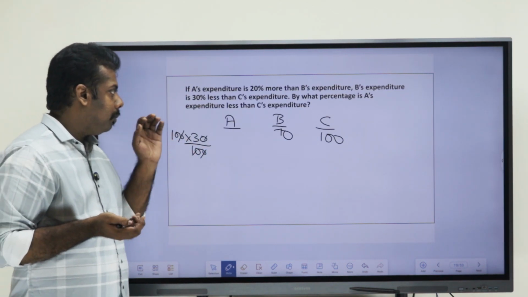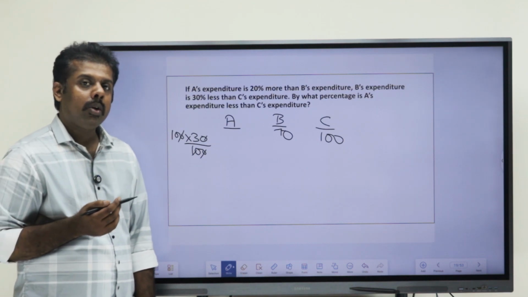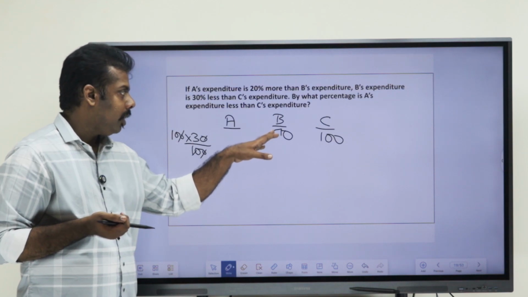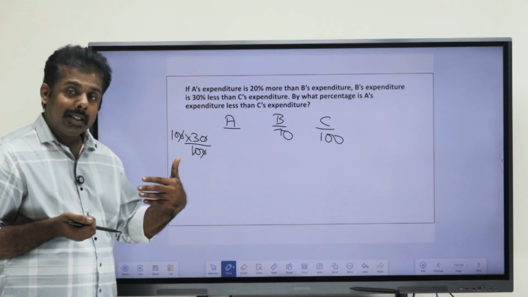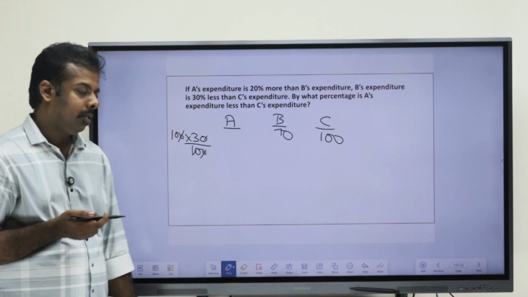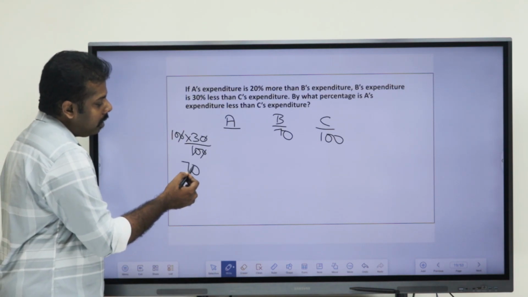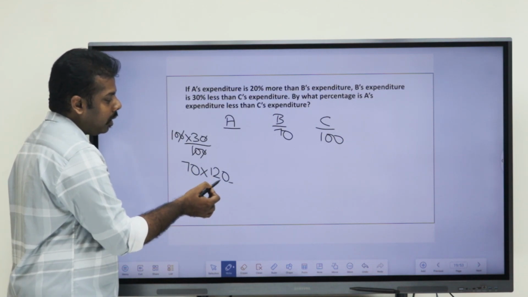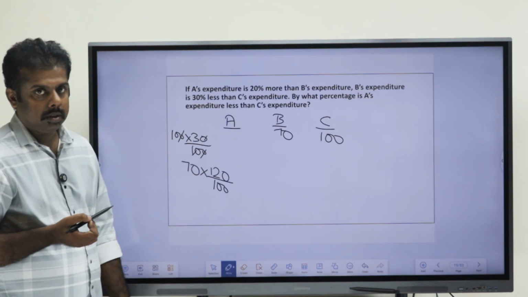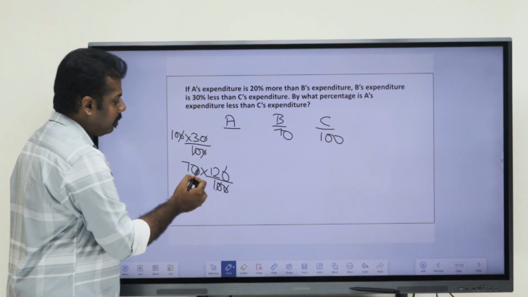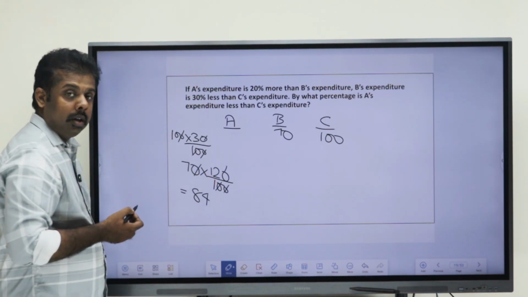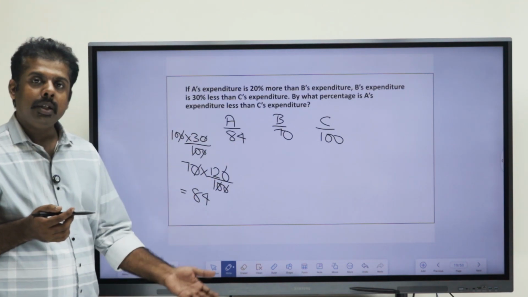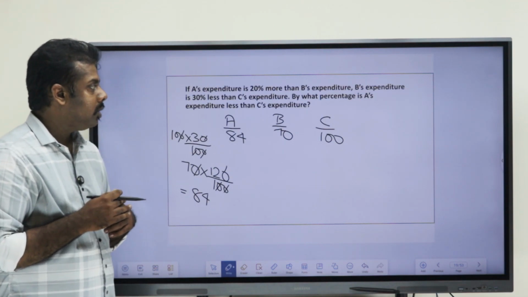Now from A to B, what is the connection? A's expenditure is 20% more than B's expenditure. B's expenditure is 70, so A's expenditure is 20% more than that. 20% more means 120% of B's expenditure is A's expenditure. If you calculate that, you are going to get 84. So we can say that A's expenditure is 84 when B's expenditure is 70.